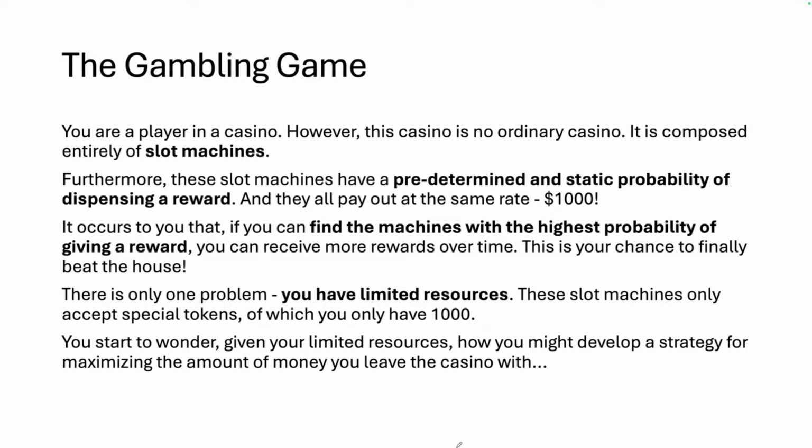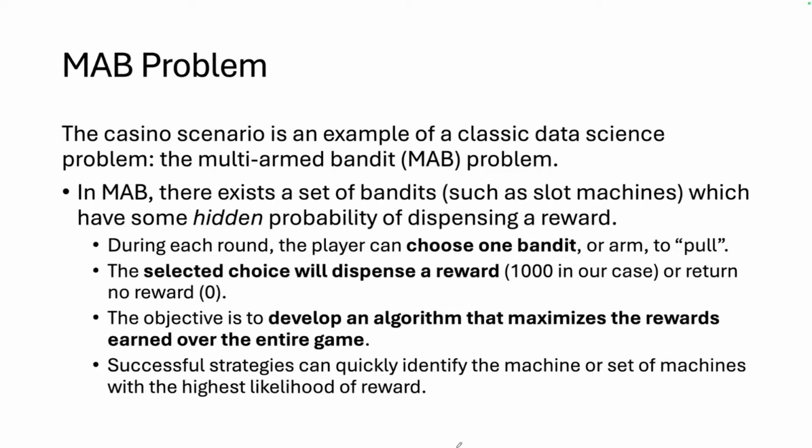There's only one problem. You have limited resources. The slot machines only accept special tokens, of which you only have 1,000. You start to wonder, given your limited resources, how you might develop a strategy to maximize the amount of money that you leave the casino with. So this is the gambling game.